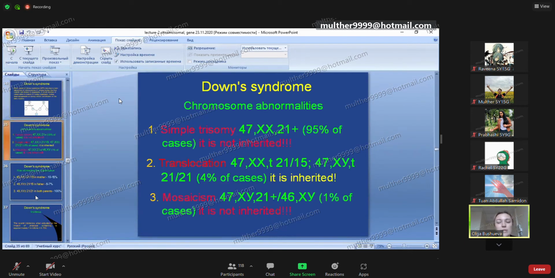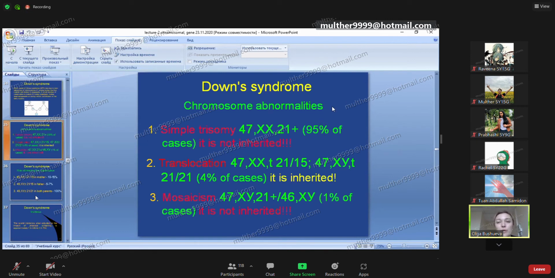So on the slide, you can see three main cytogenetic types of Down syndrome. First will be simple trisomy associated with an additional 21st chromosome, and the karyotype will be 47,XX or XY,+21. When we speak about karyotype, first of all, you can see the number of chromosomes in the karyotype all in all. After that, sex chromosomes, and after that, the additional chromosome. For example, 21+. So this form is not inherited.